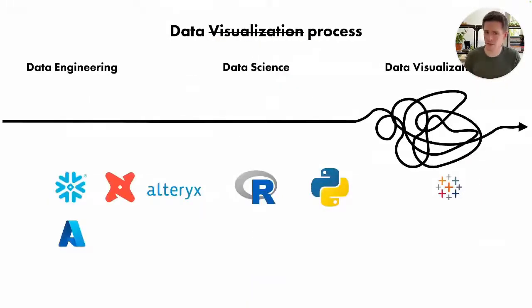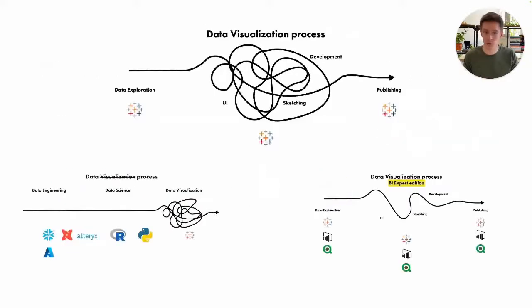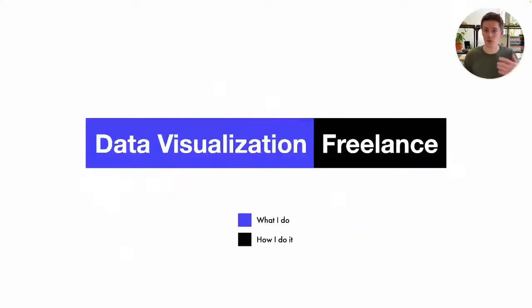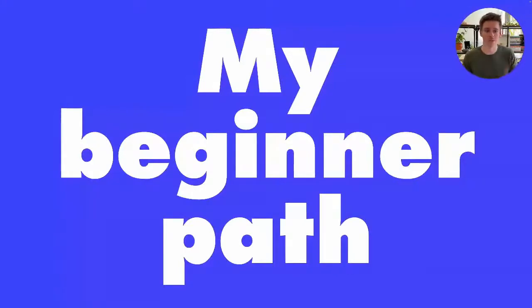Another thing that I was thinking about was to maybe not focus on data viz anymore, but try to see the data process as a whole. So seeing data engineering tools, data science tools, and keep my messy data visualization process. So I had to choose between those two paths, but to be honest, none of them convinced me. That's why I chose to become a data visualization freelancer and focus on my own path, my beginner's path.